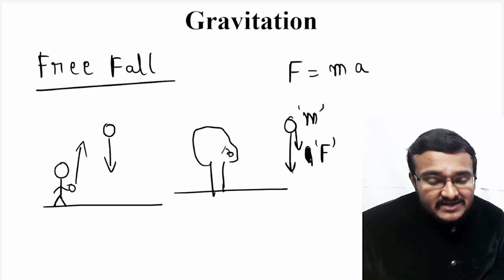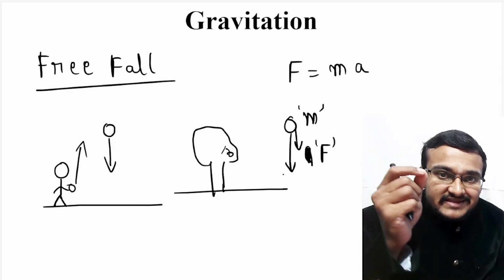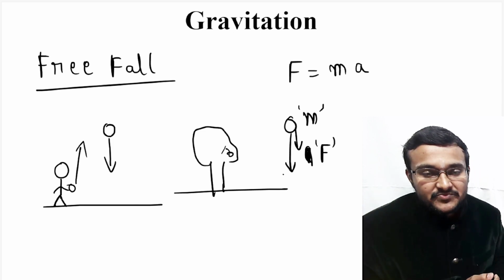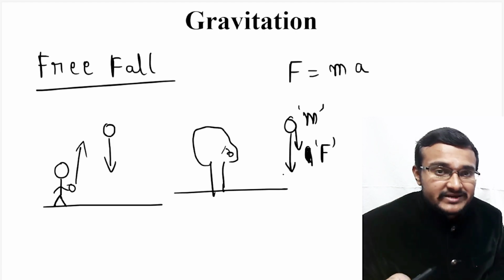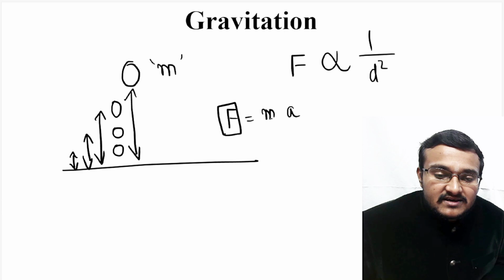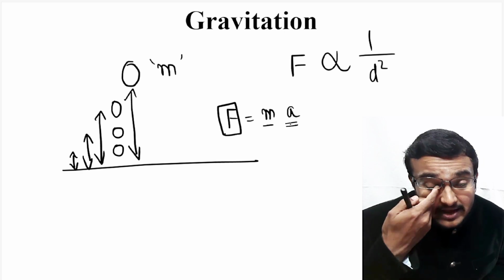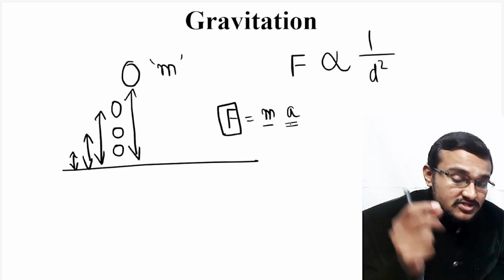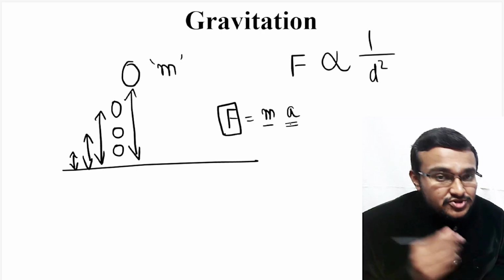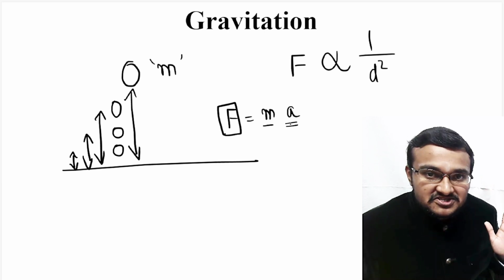Because this stone is under free fall, it is falling towards the earth. That means there must be acceleration, because when force comes into the picture, acceleration must come into the picture. So there might be a certain amount of acceleration applied on this stone. That shows whenever force is there, there is acceleration.